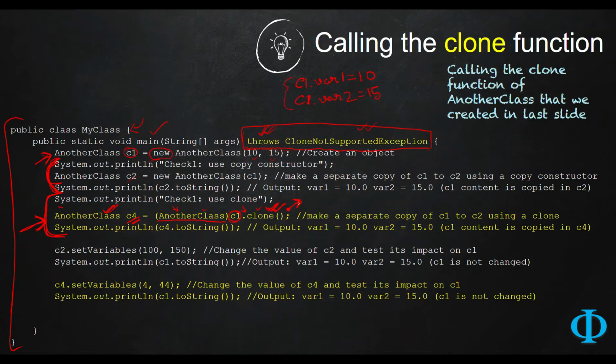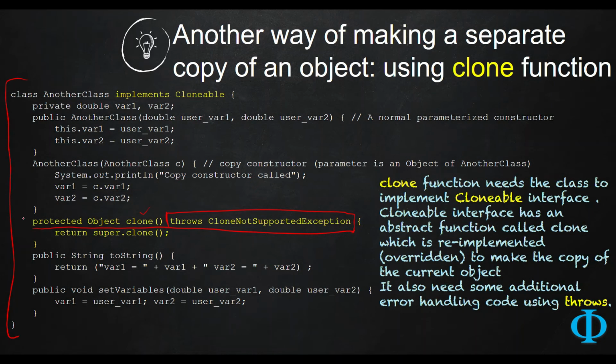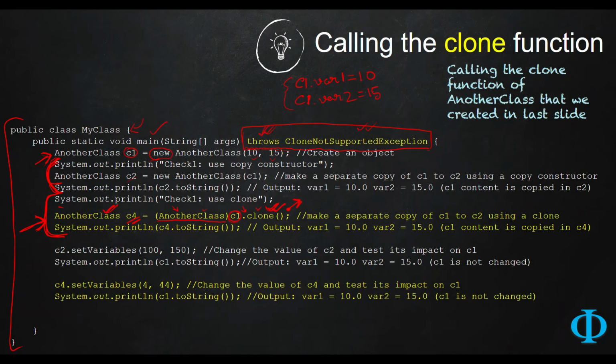So as soon as this line is executed, in the previous slide in the another class, this clone method will be executed, and by this line, this super.clone, an entirely different copy of the C1 object, which is called C4 in this case, will be created. So that is how you can call this. You can make a clone, or make a separate replica of the object.